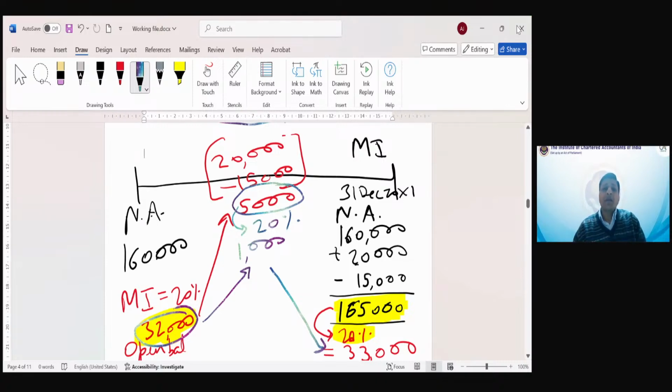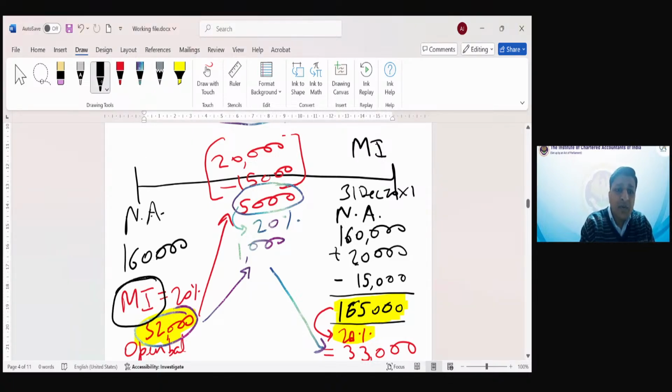Hardik is asking, but sir, his share was 3,000, so like 32,000 plus 3,000? No. See, 3,000 is what minority has actually received. Please understand. Now, let's suppose minority is what? Let's put a name to this minority.